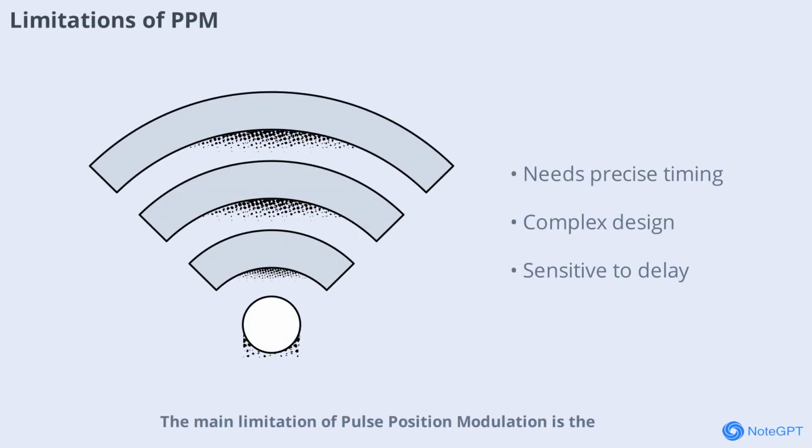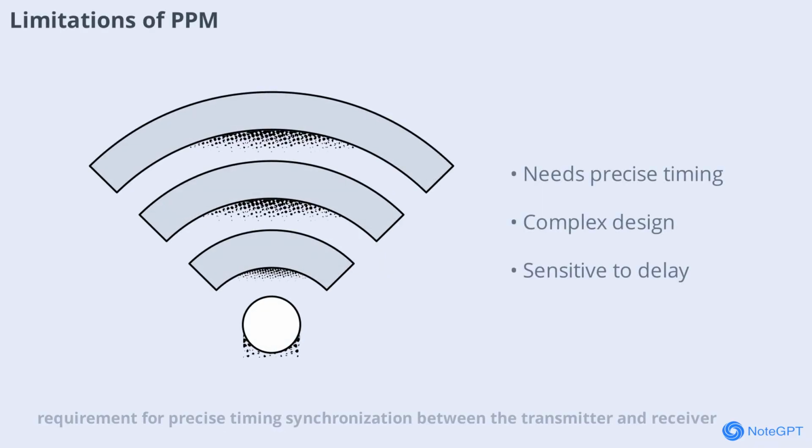The main limitation of pulse position modulation is the requirement for precise timing synchronization between the transmitter and receiver. Any timing errors can lead to incorrect interpretation of the signal. Additionally, PPM systems can be more complex to design and implement, especially in environments with variable delays or jitter. Despite these challenges, PPM remains a valuable tool in many specialized applications.